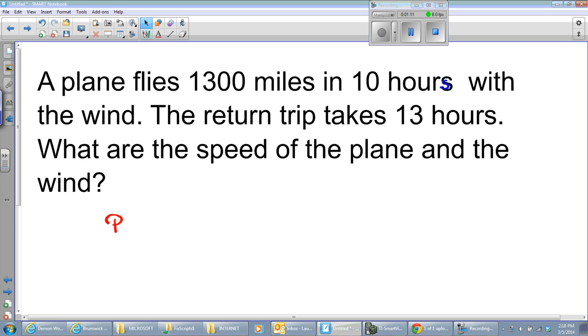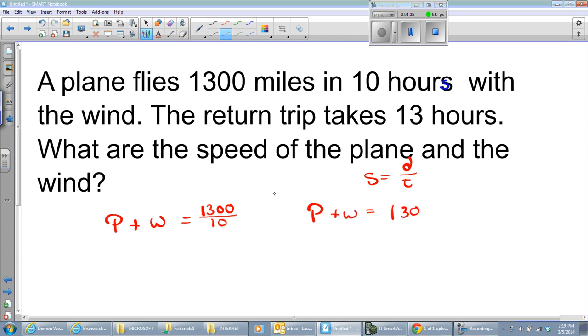So I've got the speed of the plane, and the wind is aiding it, increasing it. And then remember, speed is the distance divided by the time. Alright, well the distance is 1,300 miles, and the time is 10 hours. So this equation really becomes P plus W equal to 130. Right?